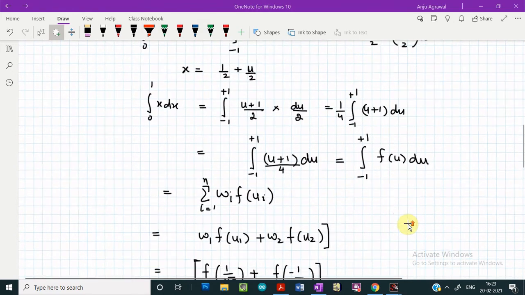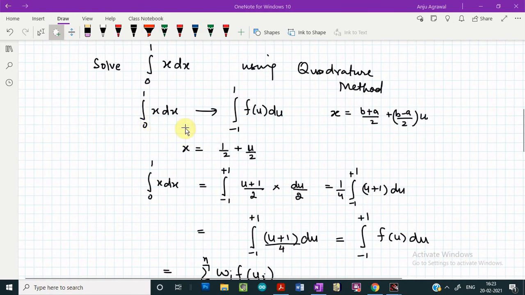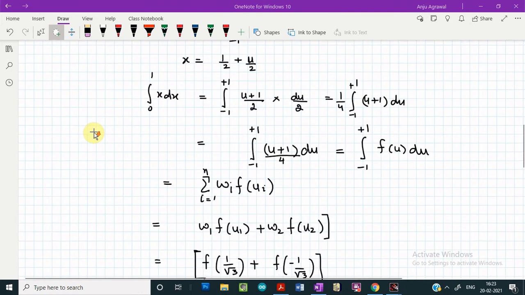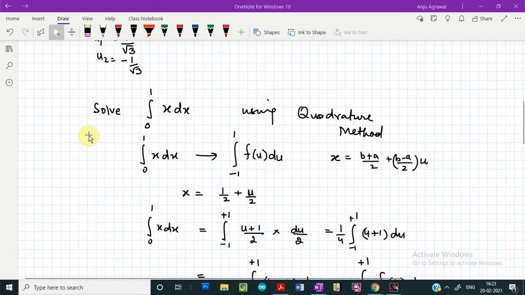Since we have taken this simple example, if we solve it analytically, the exact value of this integral is also equal to 0.5. So this is how we can use the Gauss-Legendre quadrature method to solve any definite integral.